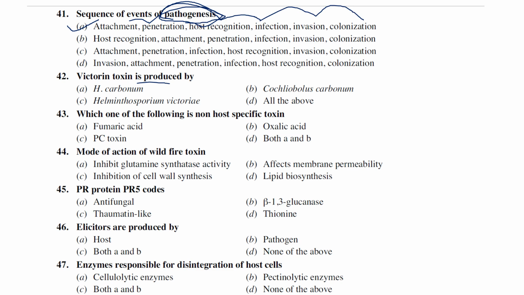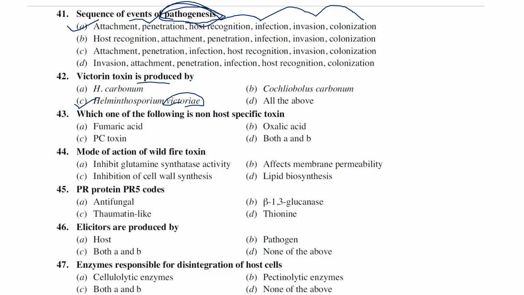Victorin is a toxin which is produced by Helminthosporium carbonum, Cochliobolus carbonum, Helminthosporium victoriae, or all the above. It ends with victoriae, right? So Helminthosporium victoriae produces this Victorin toxin. I think it's the world's first host-specific toxin, probably produced by Helminthosporium victoriae.